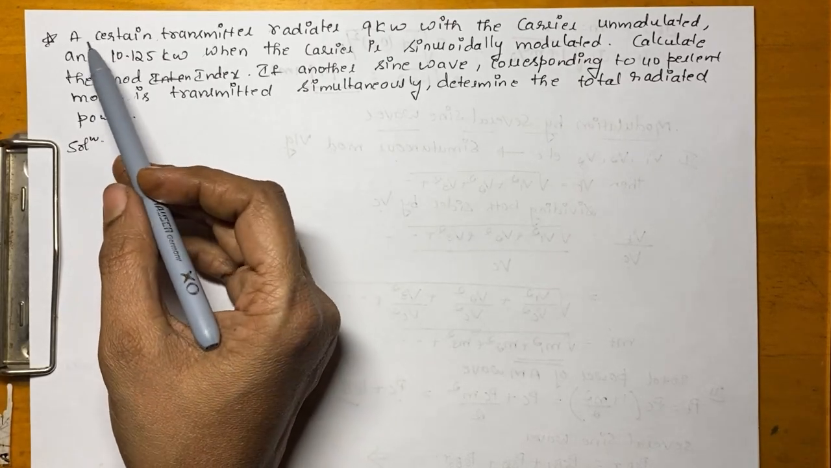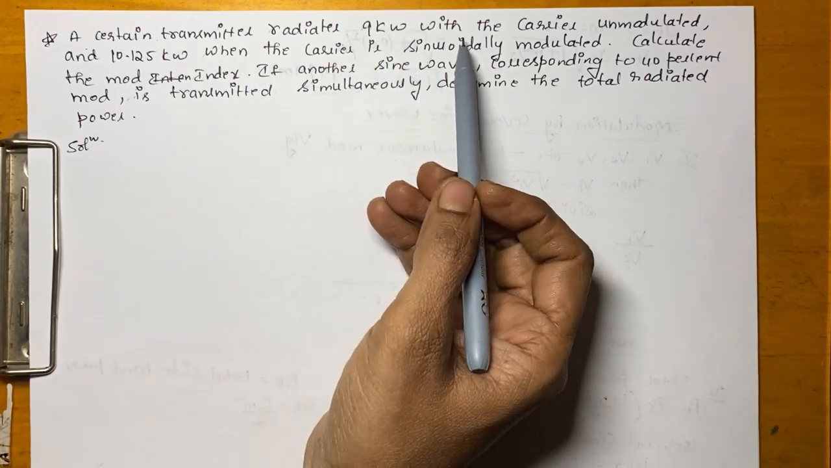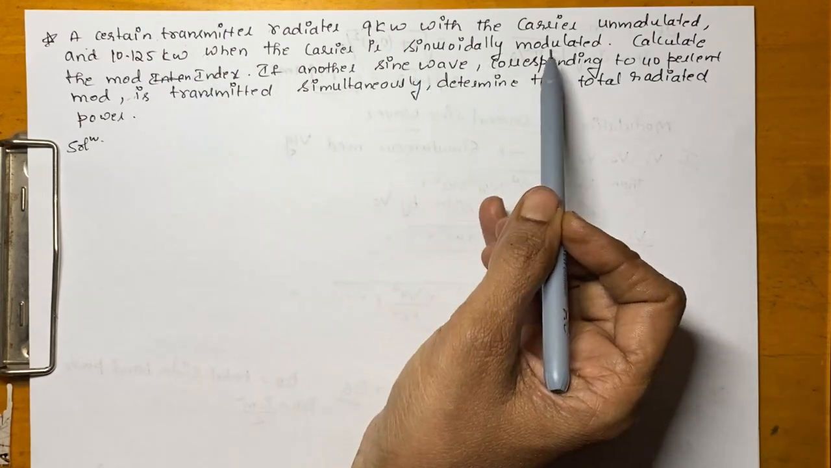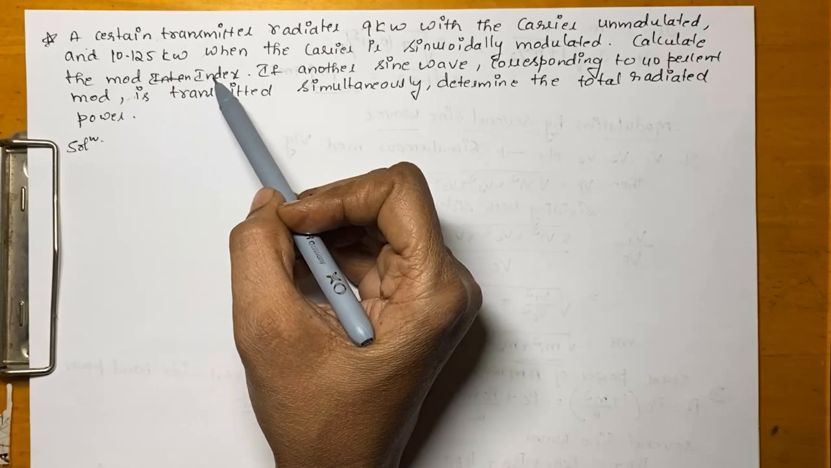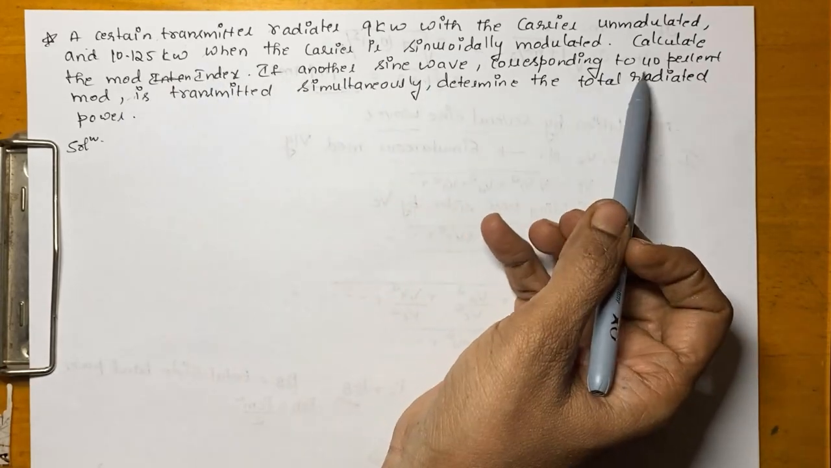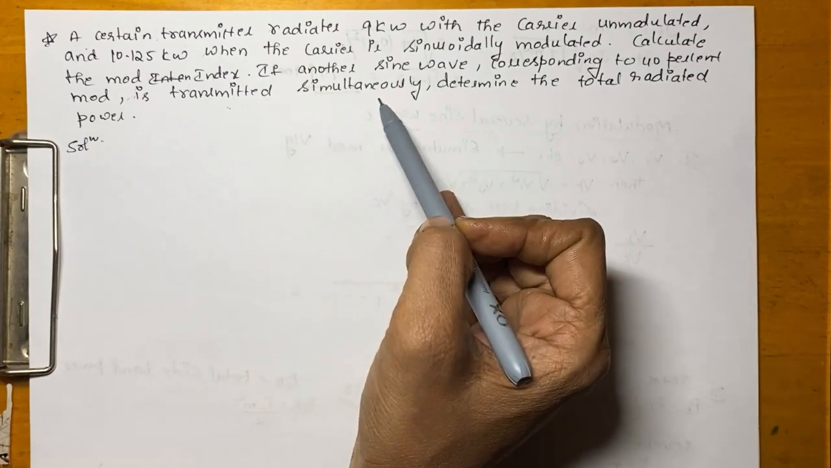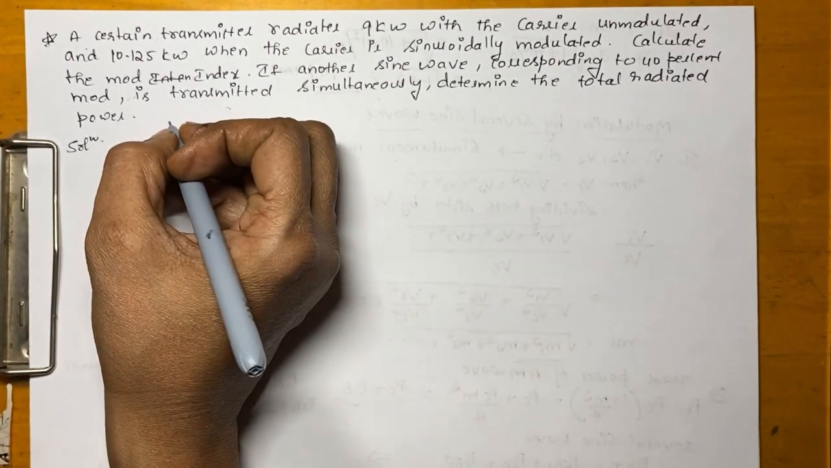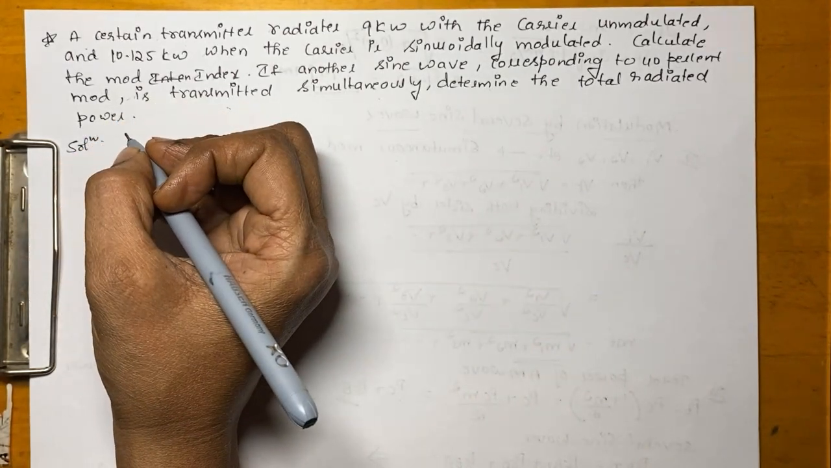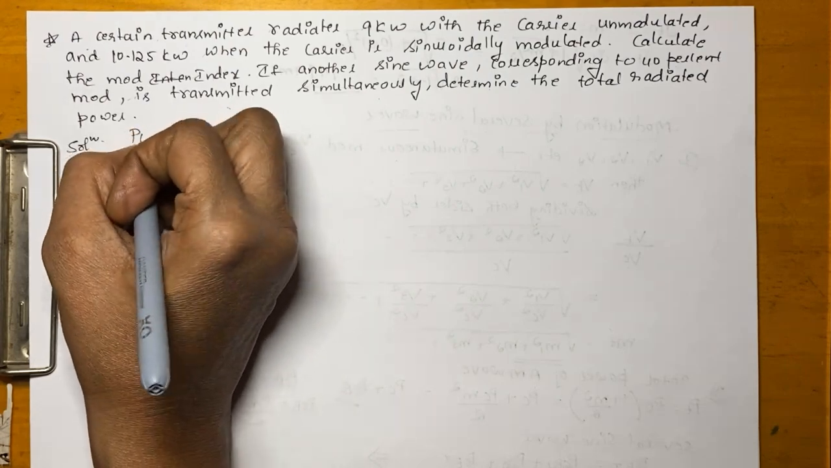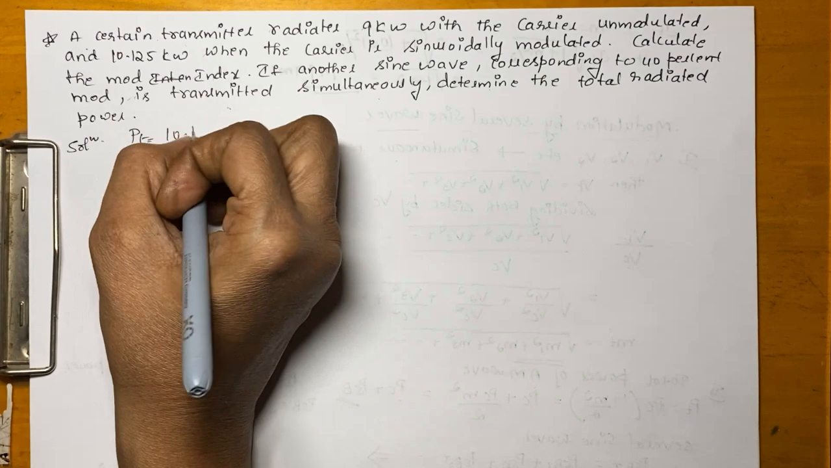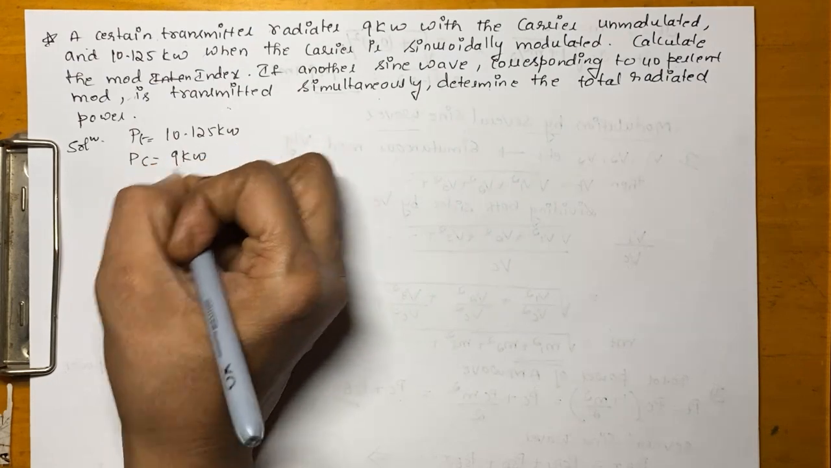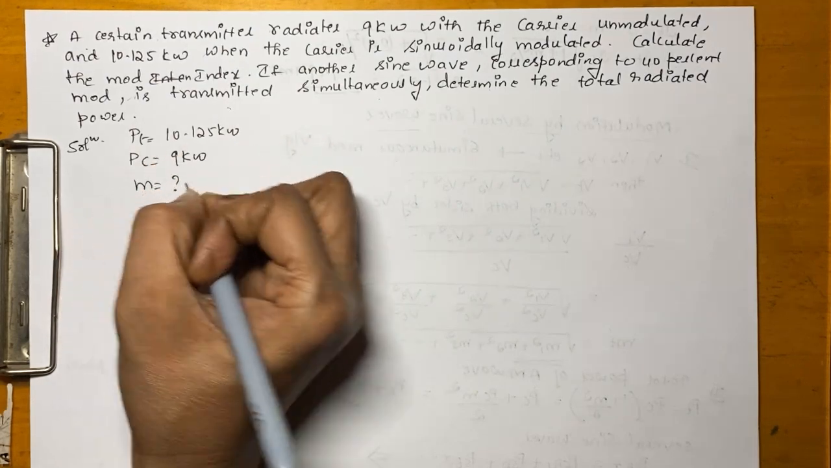Now we'll look through this problem. A certain transmitter radiates 9 kilowatts with the carrier unmodulated and 10.125 kilowatts when the carrier is sinusoidally modulated. Calculate the modulation index. If another sine wave corresponding to 40% modulation is transmitted simultaneously, determine the total radiated power. So first we are supposed to find out the modulation index of that first wave, that is given Pt is equal to 10.125 kilowatts and Pc is equal to 9 kilowatts. For this power, we are going to find out what the modulation index is.